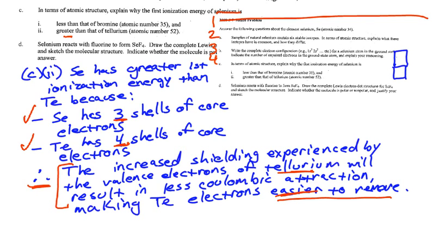So I wish I had said the decreased shielding experienced by selenium will result in more Coulombic attractions, making selenium's electrons more difficult to remove, or requiring more energy to remove. And it seems like a subtle thing, but it's a good idea to answer the question that they're actually asking.